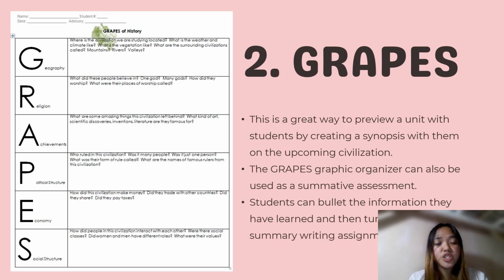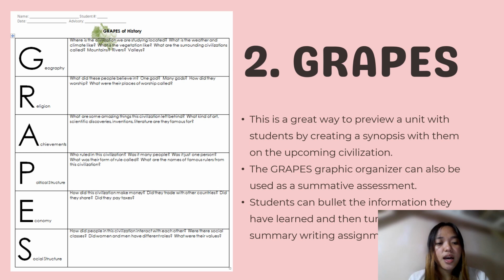Geography: where is this, like the place. Religion: what are the people's beliefs, their culture, tradition. Achievements: what are the discoveries of that certain group of people. Political structure: who ruled them.